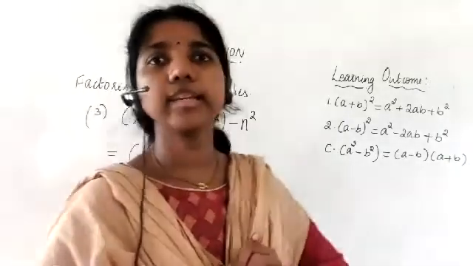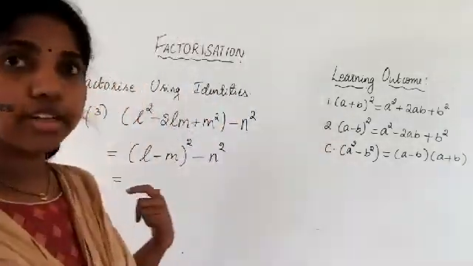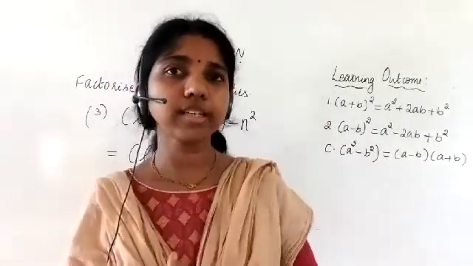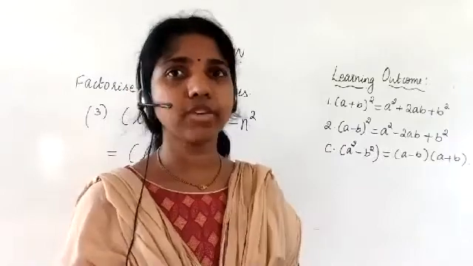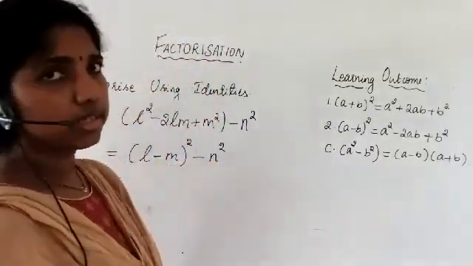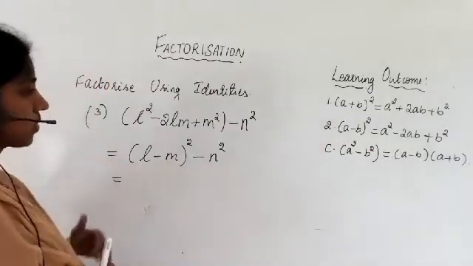Now which identity can we use again further? We have not factorized this. Factorizing means we should write the final answer in terms of factors only, no terms, only factor form. Now we have it in the term form, this is one term and this is the other term. So we have to factorize this: L minus m square minus n square.